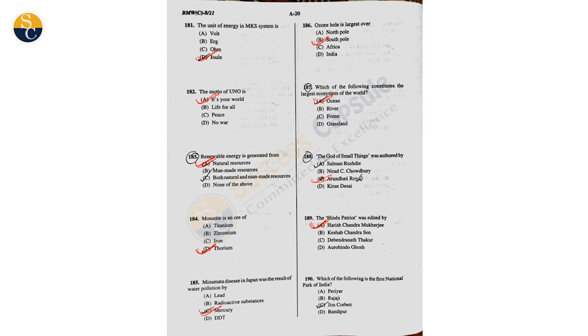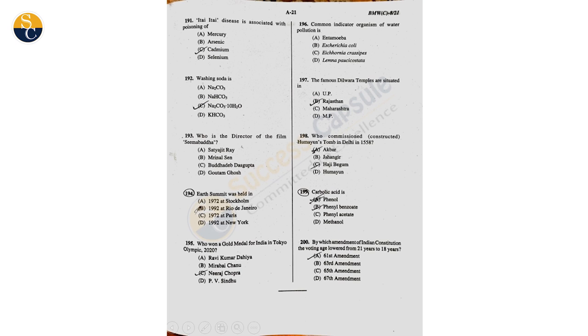Next, which of the following is the first national park of India? Jim Corbett. It was established in 1936 and it is in Nainital district of Uttarakhand. So, C is the correct answer. Coming to question number 191. Itai-Itai disease is associated with poisoning of cadmium. So, C is the correct answer.